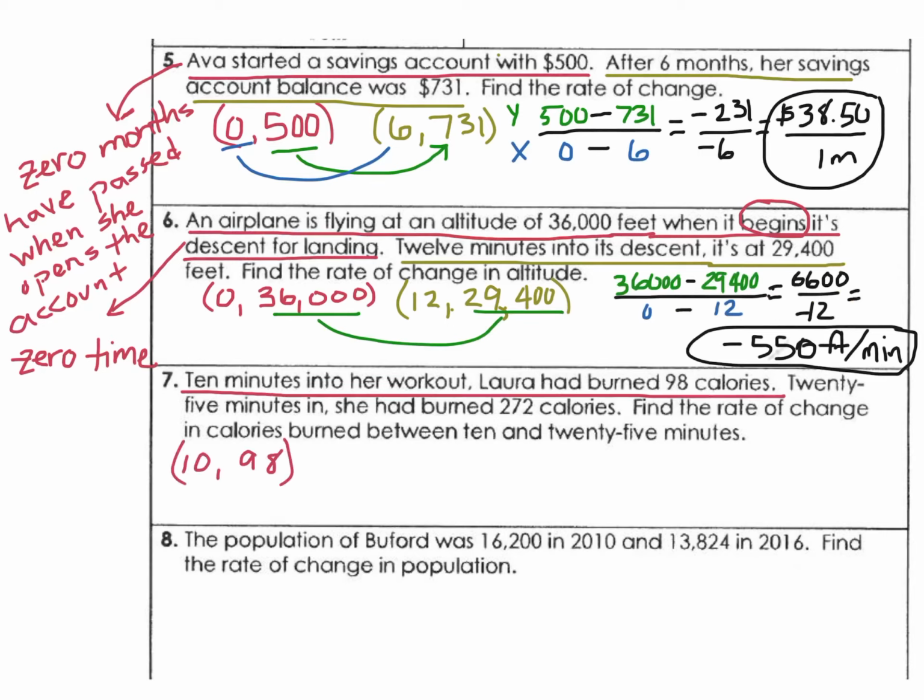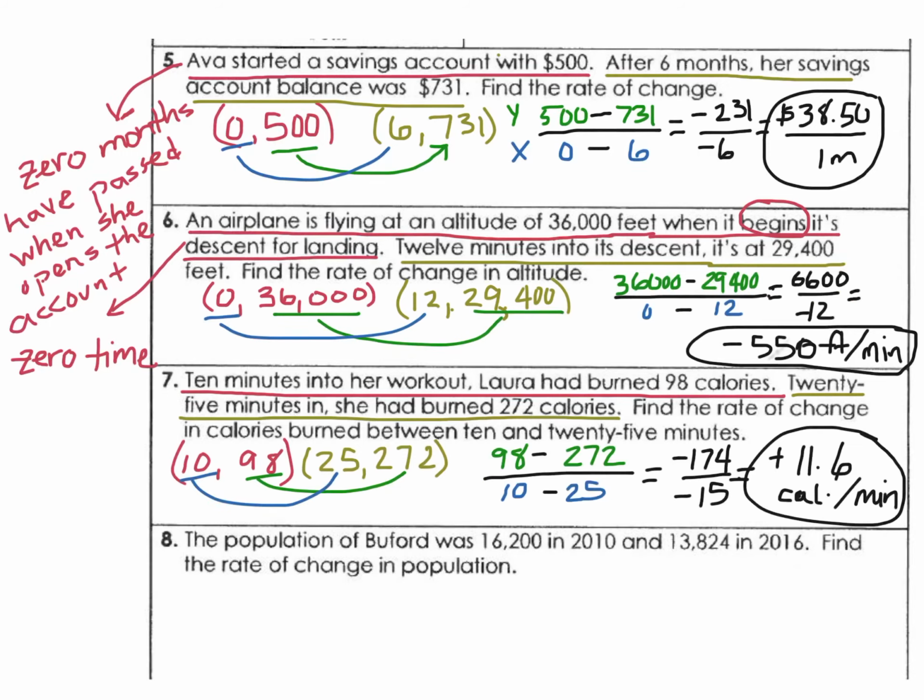Okay. Then 25 minutes in, she had burned 272. Find the rate of change in calories that she burned between 10 minutes and 25 minutes. So why don't you pause the video and set up your ratio? All right, so hopefully you were able to set that ratio up correctly, and then you just needed to simplify it. A calculator made this one a lot easier to do, so don't worry about that if you struggled with that division, okay? All right, now number 8.